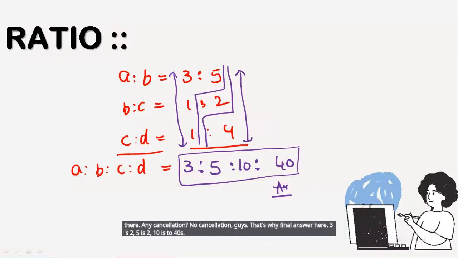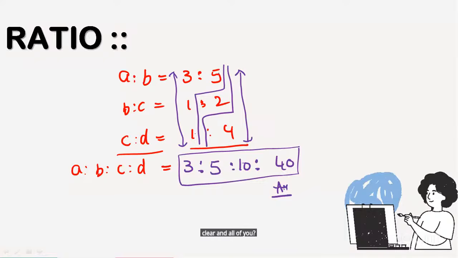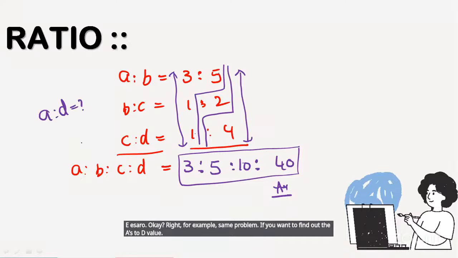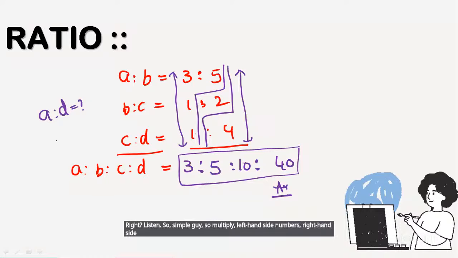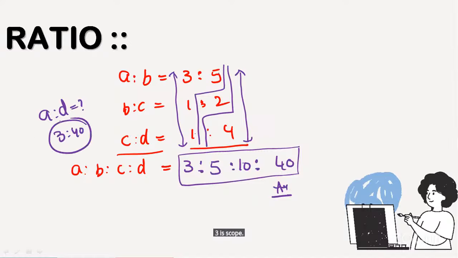Clear to all of you? Okay, right. For the same problem, if you want to find the A is to D value, the first value and last value, listen, it is so simple. Multiply the left hand side number and the right hand side number. So the A value, D value is how much, guys? 3 is to 40.